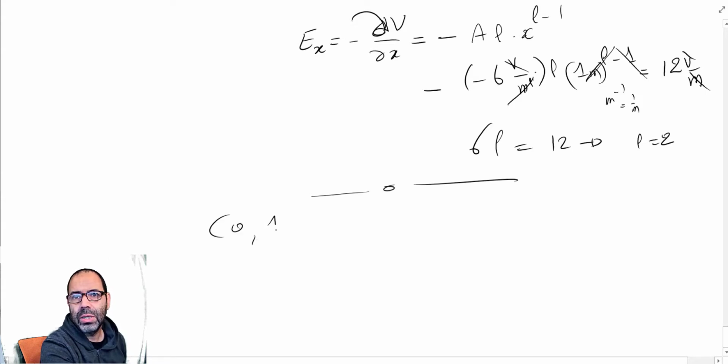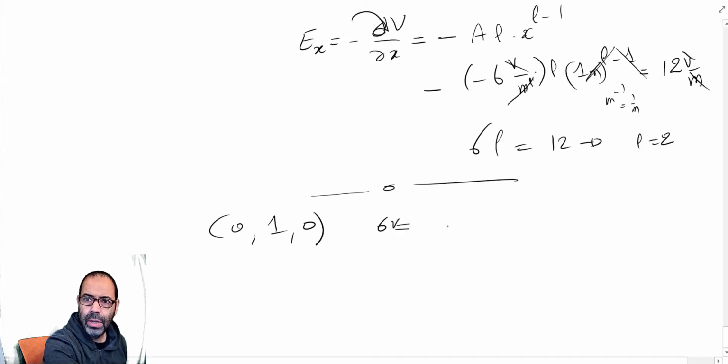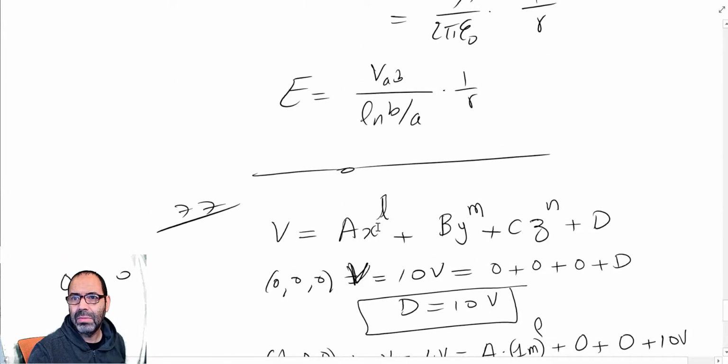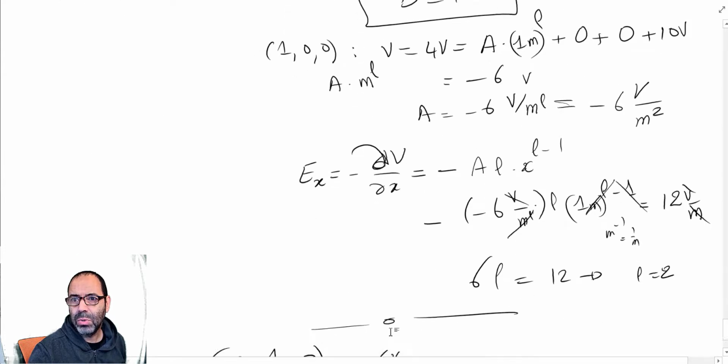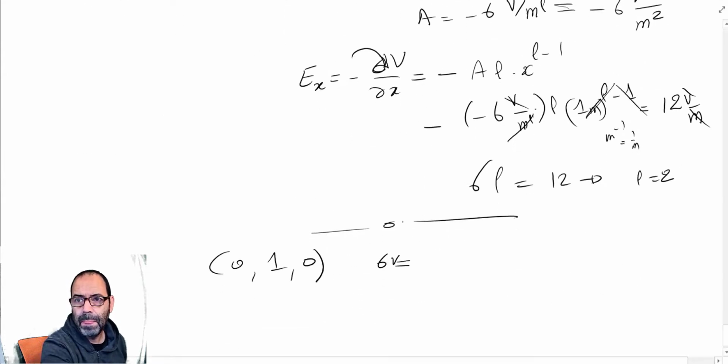For the point of coordinates 0, 1, 0, we know the potential is equal to 6 volts. So I'm going to put 6 volts in here, equal to, obviously, the point x equal to 0, so it's not going to contribute in here. So I have A times, which I know its value, negative 6 volt per meter squared, times x squared. But x is equal to 0 in this point, so we don't care for it. So it's going to give me 0. Plus, now I have B times 1 meter to the power m.